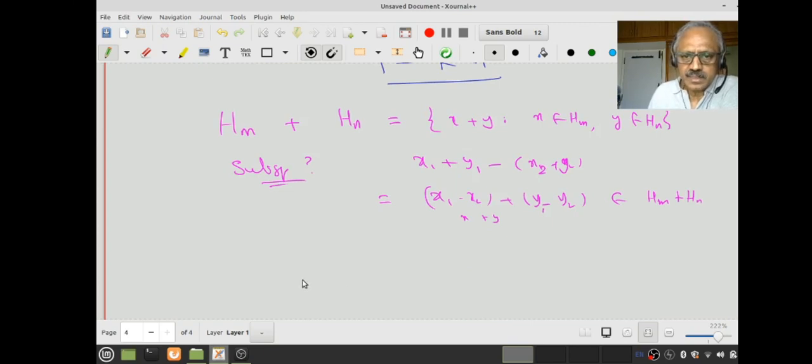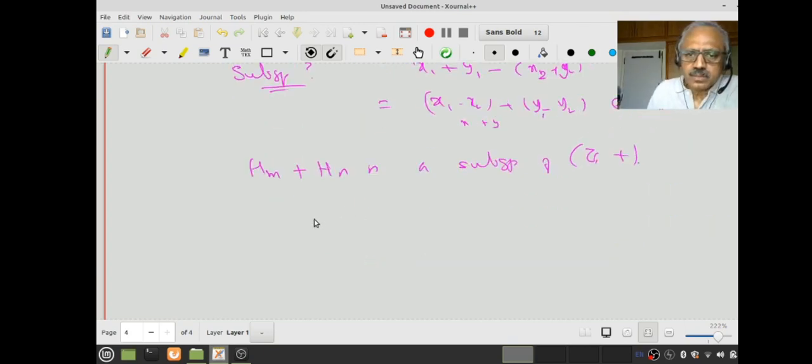Do you understand that? Therefore what do you conclude? HM plus HN is a subgroup of Z plus. Okay, so therefore I know that HM plus HN should be of the form HK for some K. There is a unique K in Z plus so that this must be equal to HK.